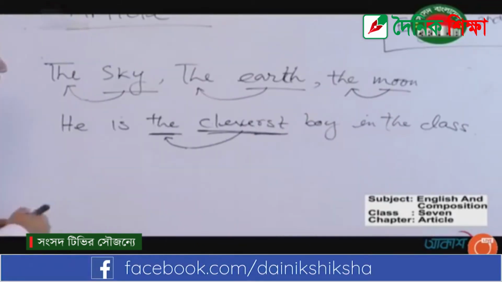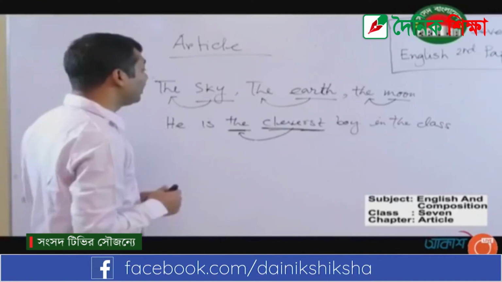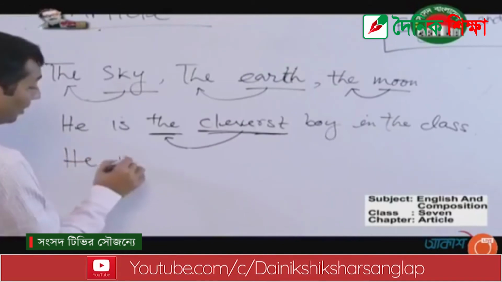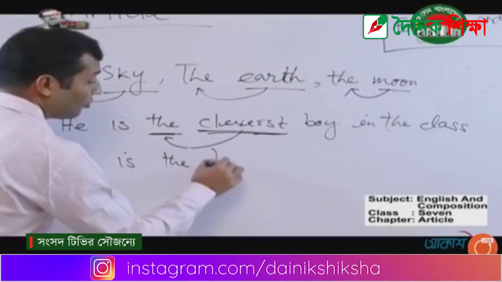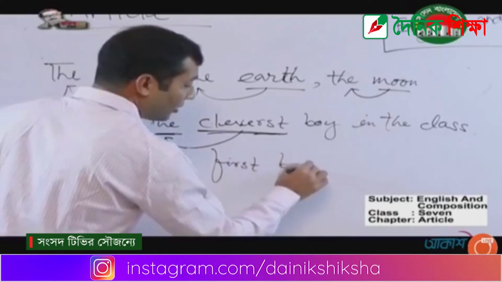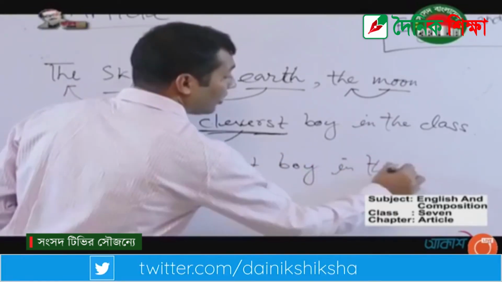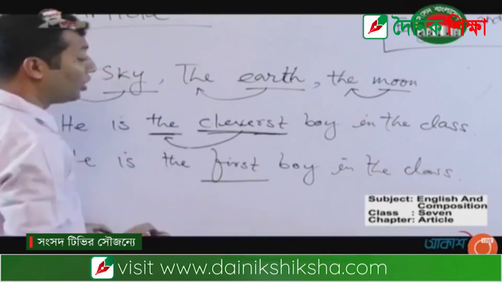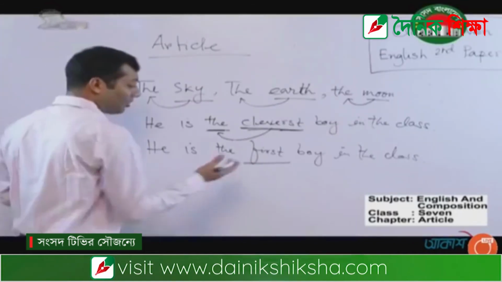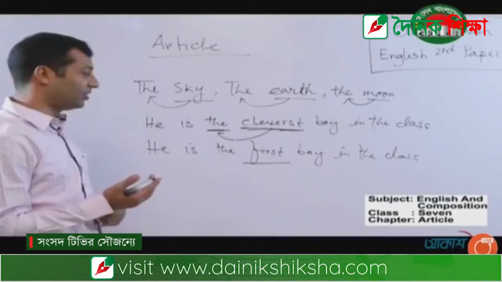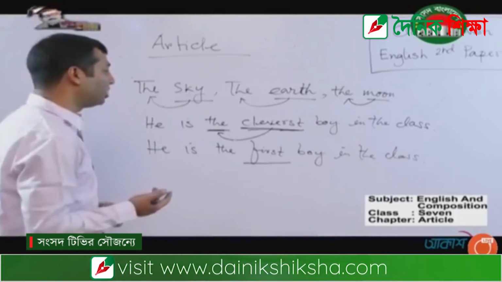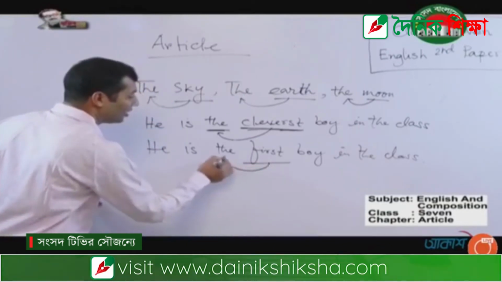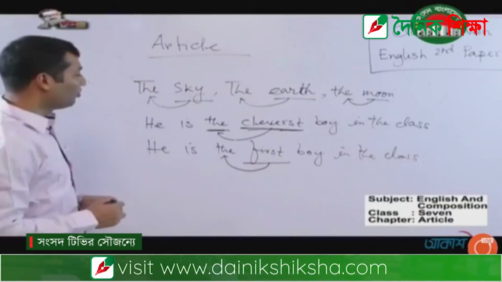Now another rule, sometimes you need to use the article "the". You must use the article "the" before an ordinal number. For example, he is the first boy in the class. So look here, the word first is an ordinal number. Before ordinal numbers, first, second, third, fourth, fifth, sixth, seventh, 10th, 11th, 50th, these are called ordinal numbers, and these ordinal numbers always take the article "the" before them. I hope you have understood.